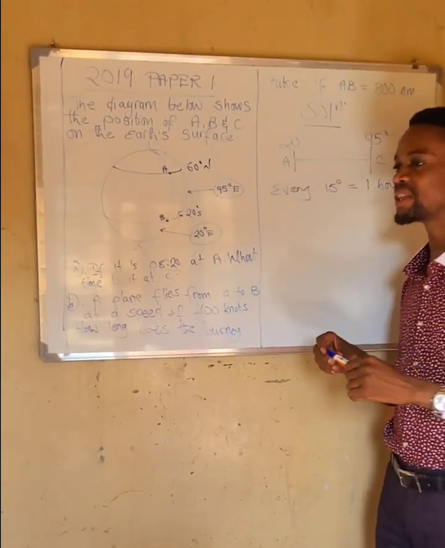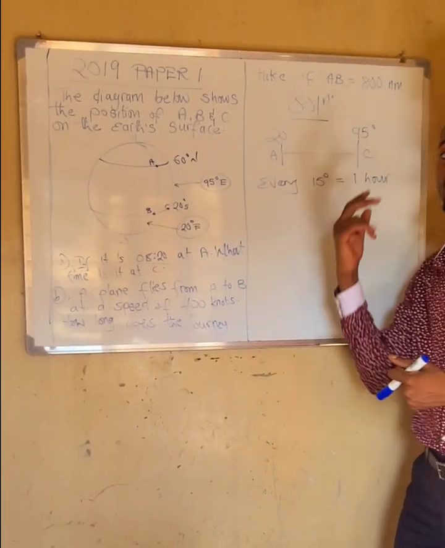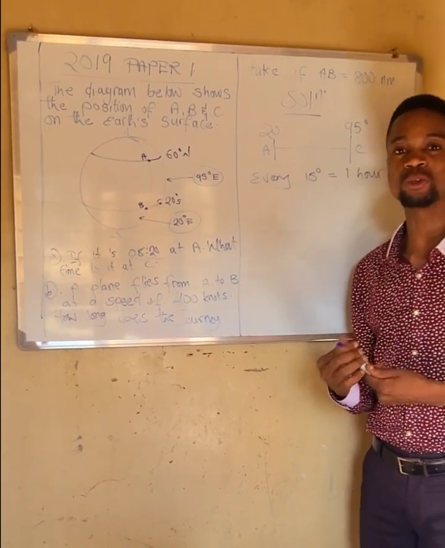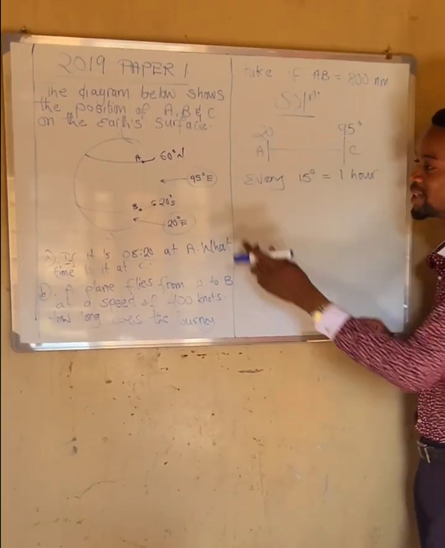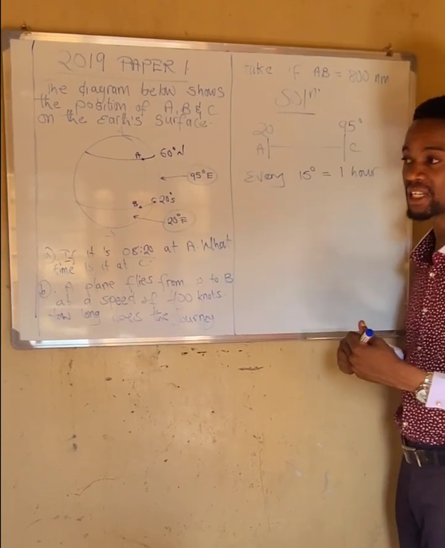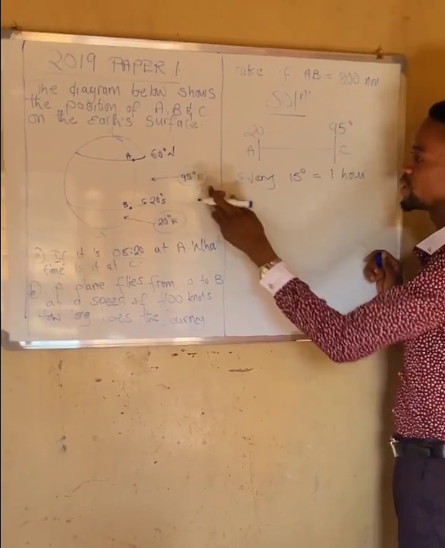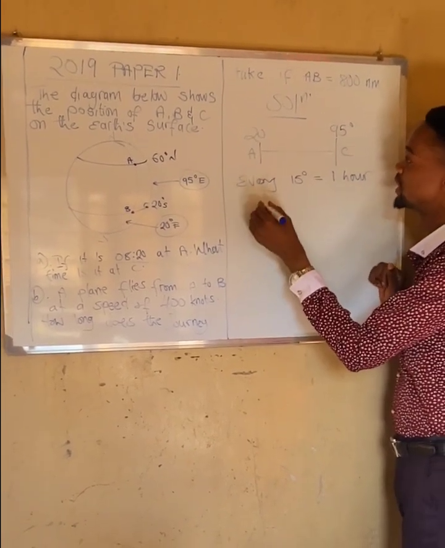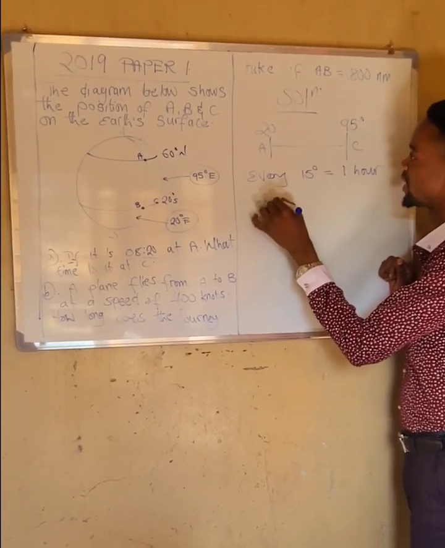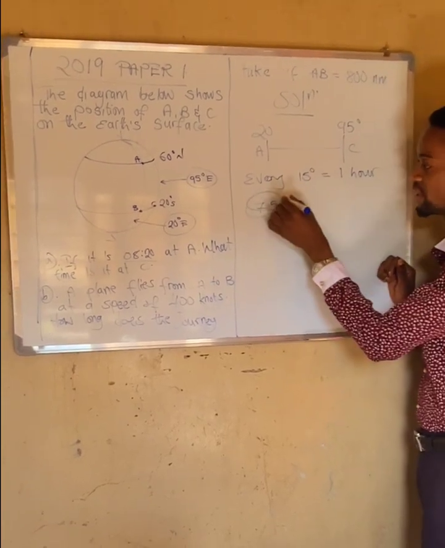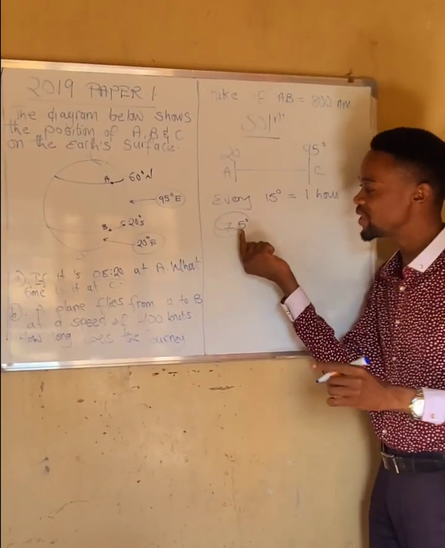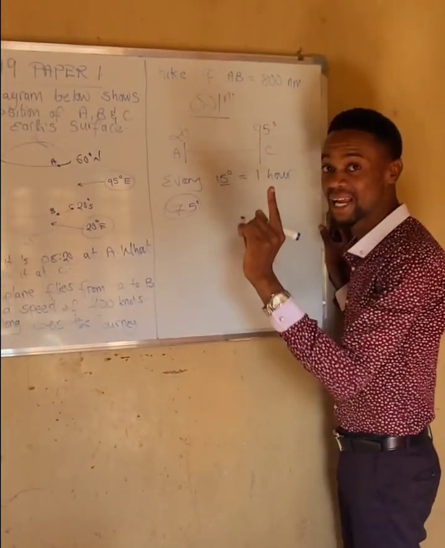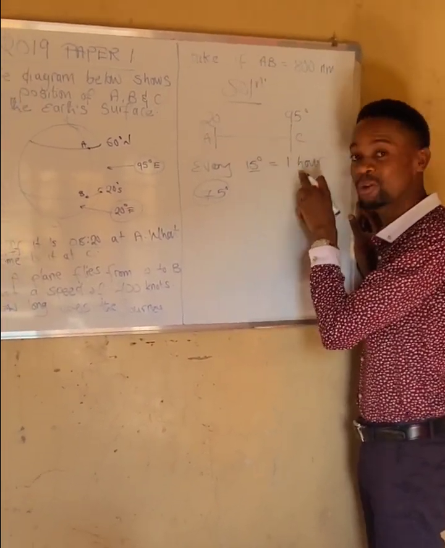Okay, so to find the difference of two places that are on the same hemisphere, all we have to do is to subtract. So we'll be subtracting these two so that we find the difference. So 95 minus 20, what does it give us? 75 degrees. Therefore, these 75 degrees will then be divided by 15. Like I said, every 15 degrees is equal to 1 hour.